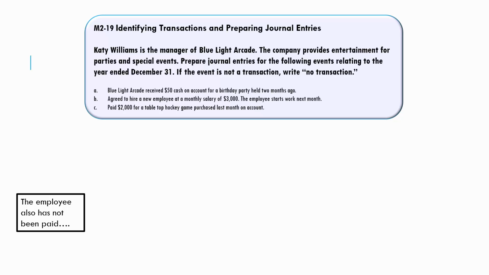Now, Katie Williams is the manager of Blue Light Arcade, providing entertainment. Alright? Received $50 cash on account for a birthday party held 2 months ago. Okay, now what's happening here is you're getting in cash. The birthday party has happened in the past and it was on account. So this is accounts receivable because the birthday party, the transaction that created the revenue, happened 2 months ago. So someone here is paying us what they owe us.